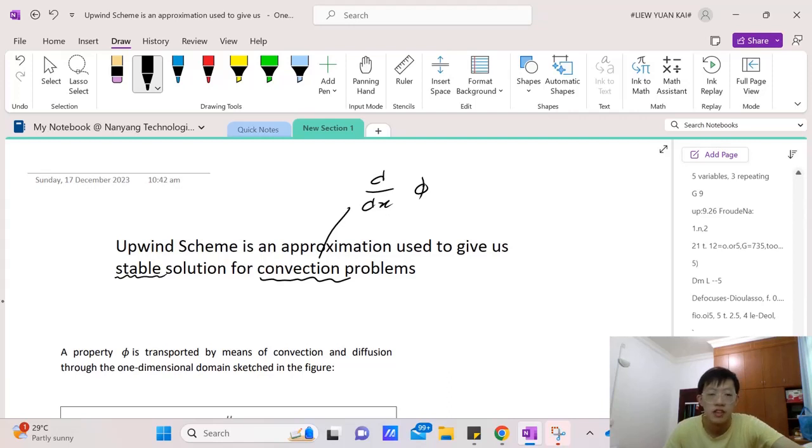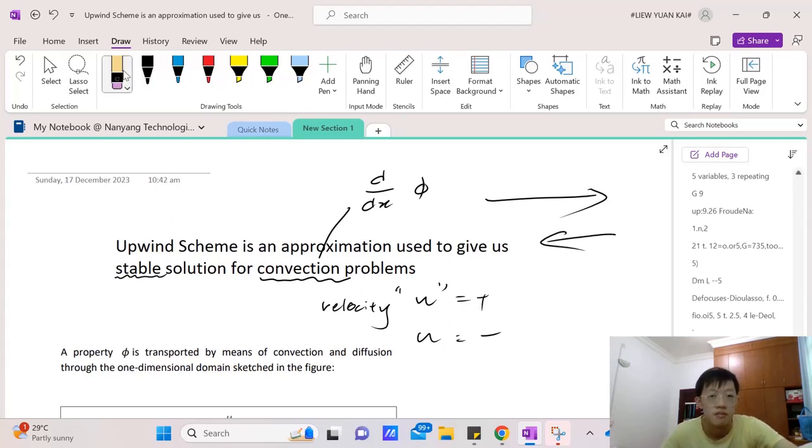Another way to know that you're dealing with a convection problem is that the velocity of the fluid is explicitly mentioned. The fluid has some velocity, which we usually denote u. The direction of the velocity matters. If the value of u is positive, then in a one-dimensional problem, it's flowing to the right. If the value of u is negative, then the fluid is moving to the left. Those are some conventions that we use.